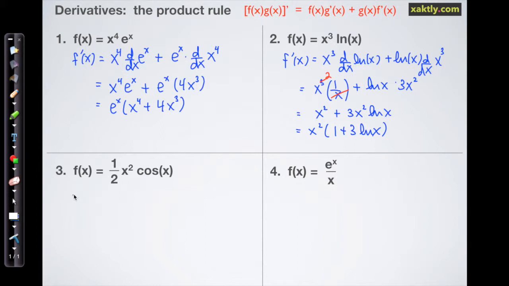Okay, another example. Now, the only tricky part here is where to put that half, and I'm just going to choose to drag it along with x squared. So my two functions will be 1/2 x squared and cosine of x.